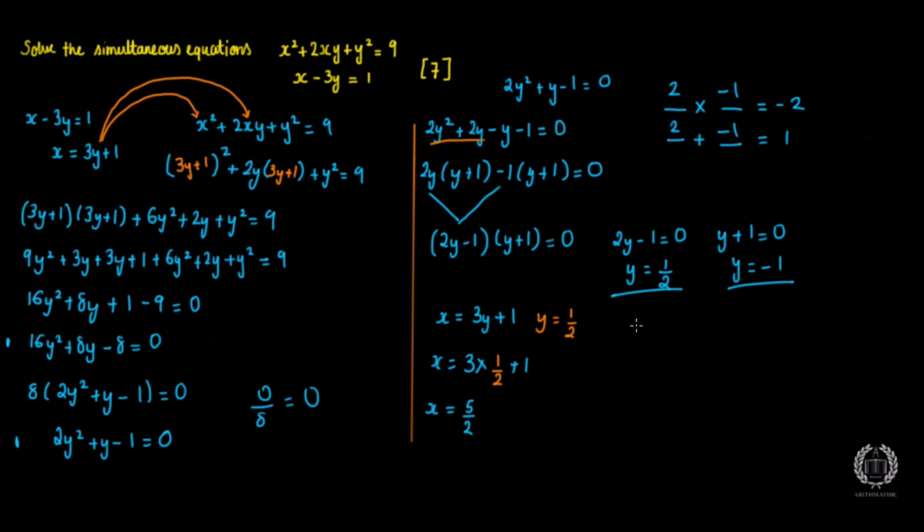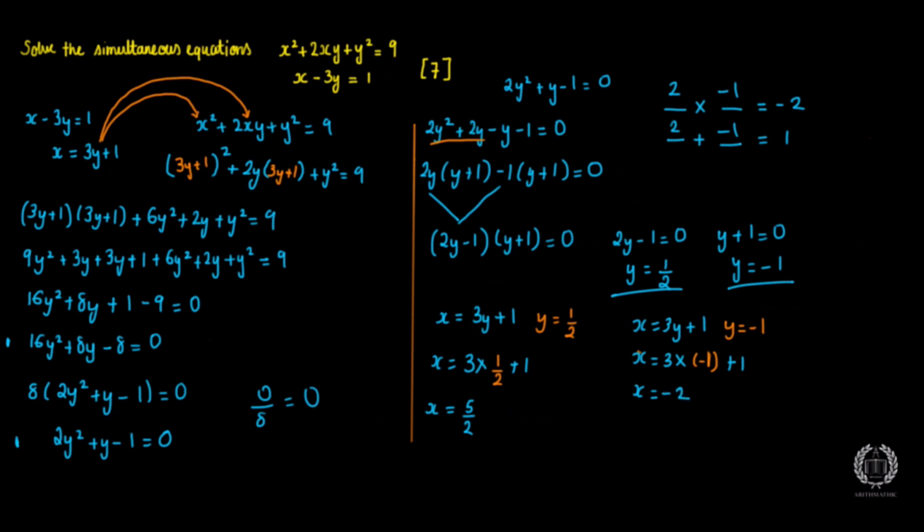Now we do the same thing, so we rewrite x equals 3y plus 1. But in this case my y value is minus 1. So when y equals minus 1, what is my x value? x is equal to 3 times minus 1, because my y value is minus 1, and then plus 1. So 3 times minus 1 is minus 3, minus 3 plus 1 is minus 2. So I have my x value.